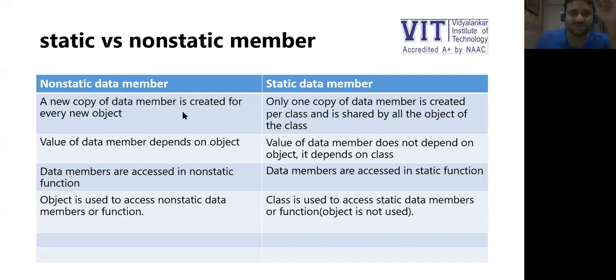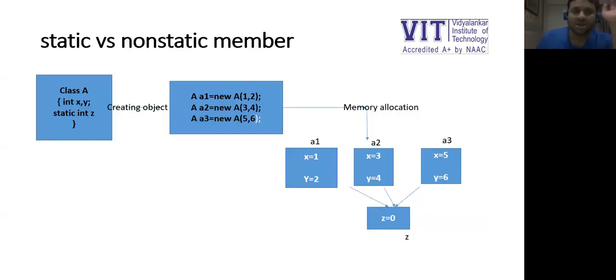Let's consider this example. Suppose we have class A and it has two data members X and Y. They are non-static data members because static is not written; they are not declared using the static keyword. And suppose Z is declared as static. So we have class A with two non-static data members and one static data member Z. Now, this is how we create objects. Suppose there is a constructor that initializes them.